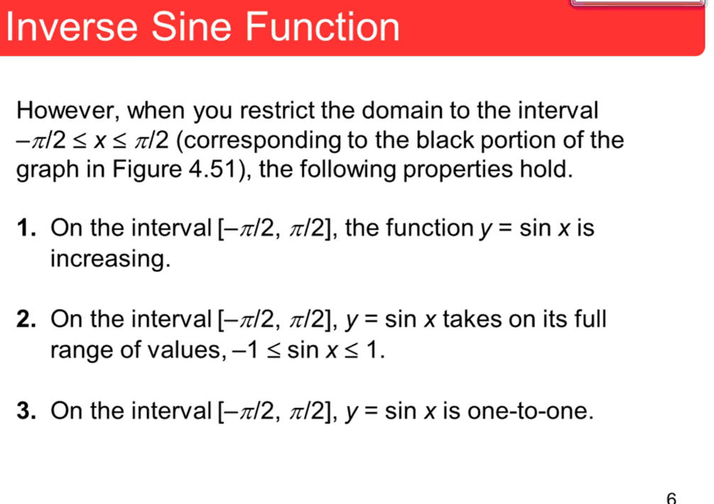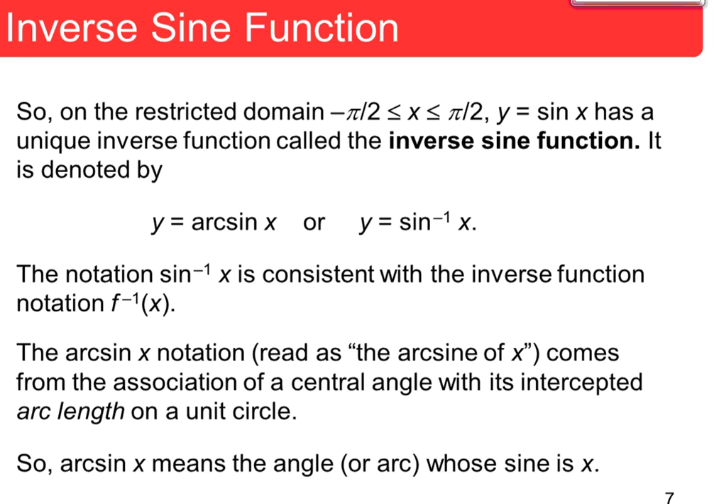So here's kind of what happens when we restrict that domain. When we restrict the domain from negative pi over 2 to pi over 2, the function sine of x is increasing over that whole interval, and the sine of x takes on every single value in its range. And so that means it is 1-to-1. So once it's 1-to-1, then we can find the inverse of that function.